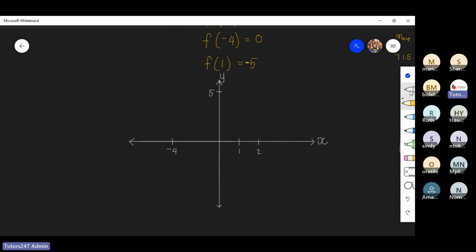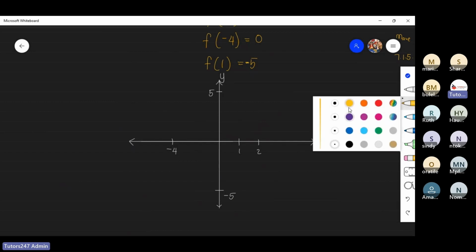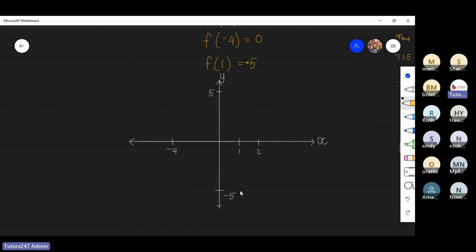Okay, so -5 will be -1, 2, 3, 4, 5. It'll be here. Now, let us plot. Our first point we were given as 1 and -5, so that'll be about here. Our second point we were given -4 and 0, that'll be about here.